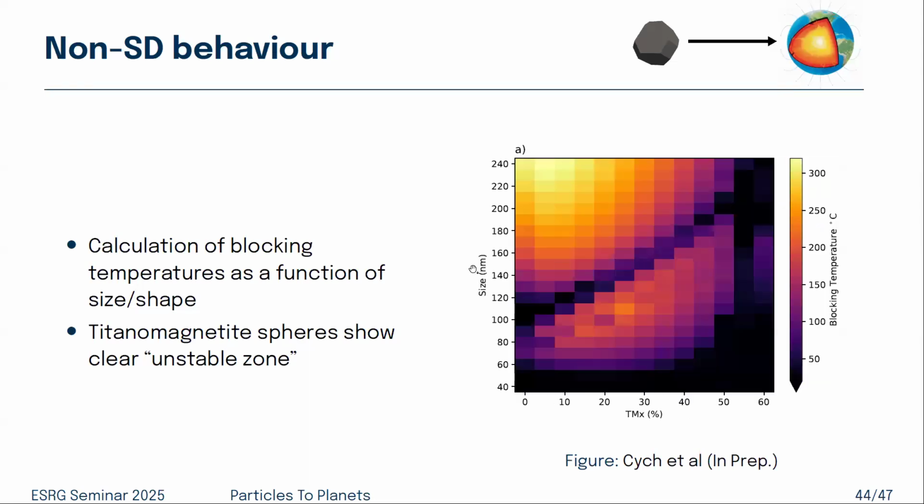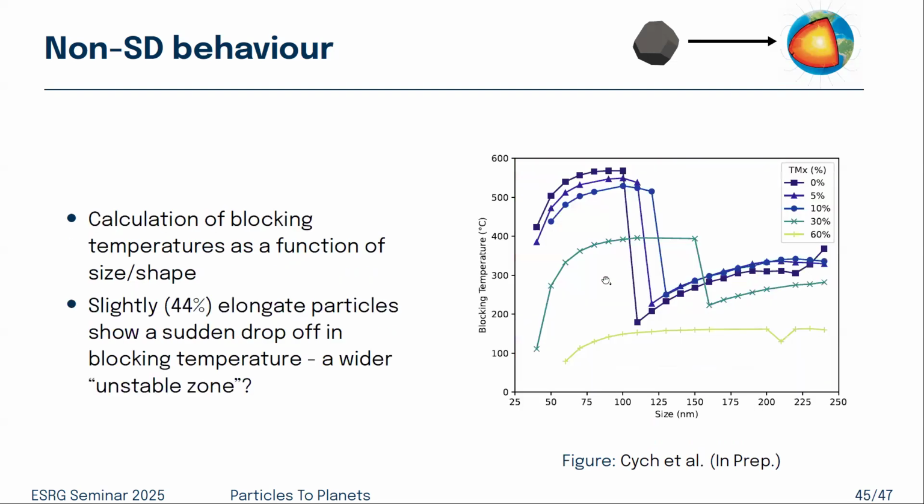Here's just another way of showing that. This is again the blocking temperature, which you can think of as a proxy for the stability as a function of composition and of size. And you can see right the way through here, there is this band of things that are relatively unstable. So again, we want to be avoiding this if we're sampling our samples in the field.